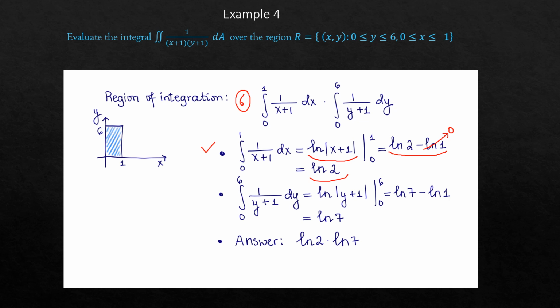So that's done. The second one is basically the same. We have natural log of absolute value y plus 1. Plug in 0 and 6. So we get this expression. Again, natural log of 1 is 0. So the answer for the second integral is natural log of 7. So for the final answer, we just multiply these two.